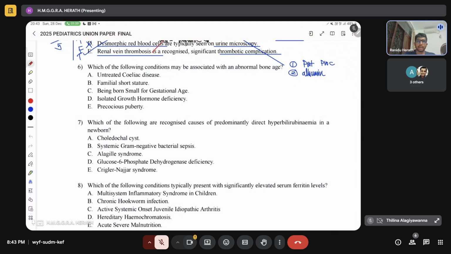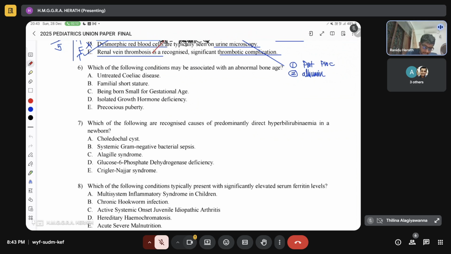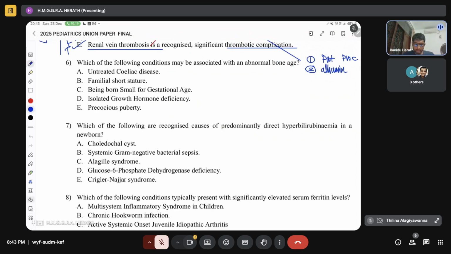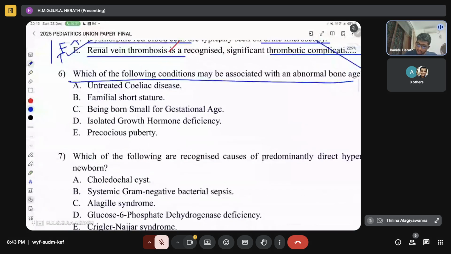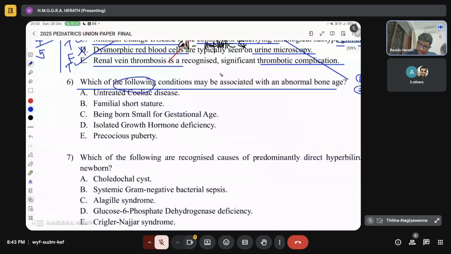For now, you guys have to check whether these MCQ answers are there in the illustrated and the concise, and just let me know, and let your peers know as well if you found the answers, and then we can go on with the discussion, right? So with that mentioned, we'll go into the sixth MCQ, which is the one we have discussed today. Which of the following conditions are associated with an abnormal bone age?